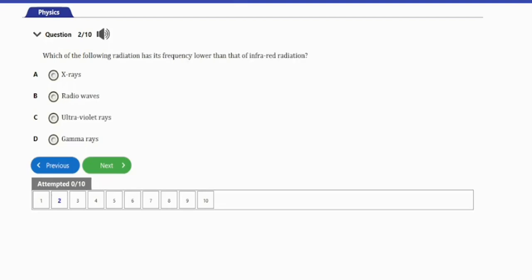It says, which of the following radiation has its frequency lower than that of infrared radiation? We have option A, X-rays, option B, radio waves, option C, ultraviolet rays, option D, gamma rays. So guys, the answer is option B, radio waves. All the other rays here, the X-ray, the ultraviolet ray, and the gamma rays, have frequencies that are higher than that of infrared ray.